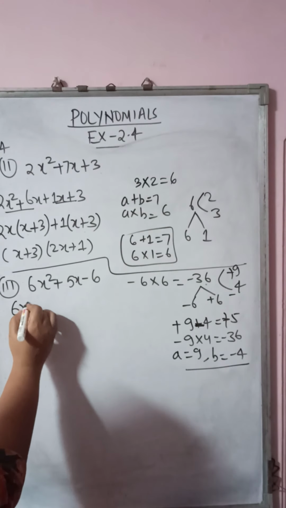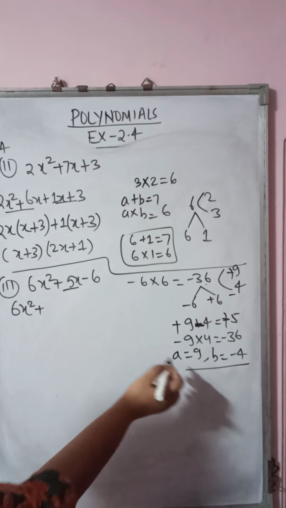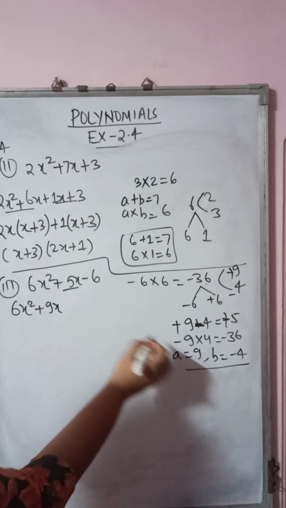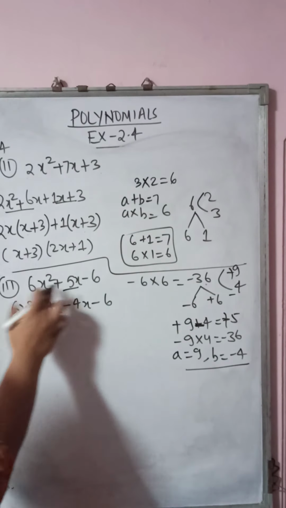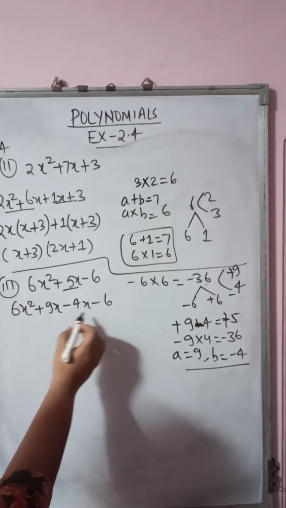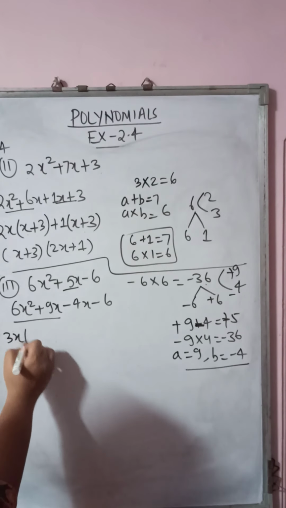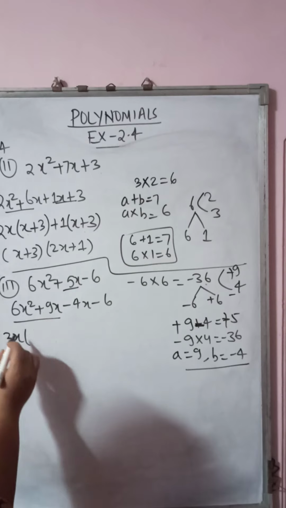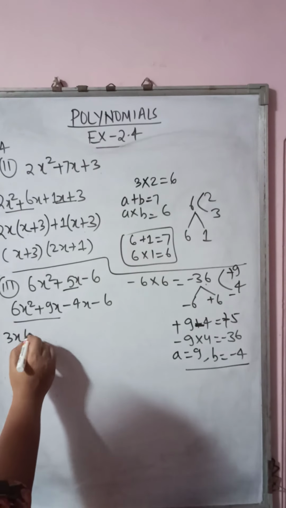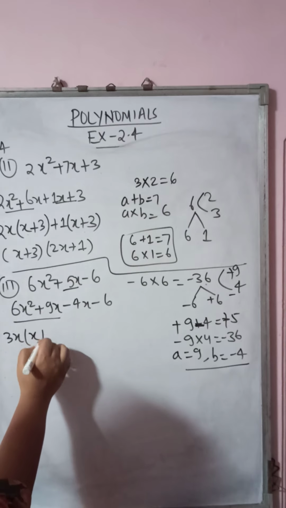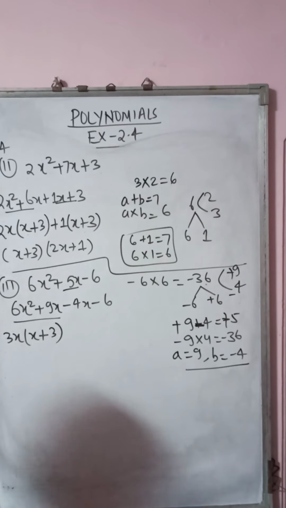Now 6x square, you are only splitting the middle term. So in place of 5x, what can you write? Plus 9x minus 4x minus 6. You are not touching the first and the last term, only splitting the middle term. Now what is most common? 3 and x, because 3 2s are 6 and 3 3s are 9. Both the numbers are divisible by 3. So 3x, x into x, x square, plus 3, how many times do you get 9? 3 3s are 9. X is already out.